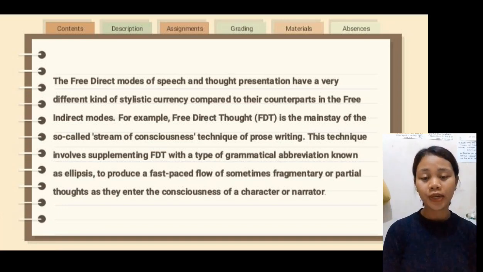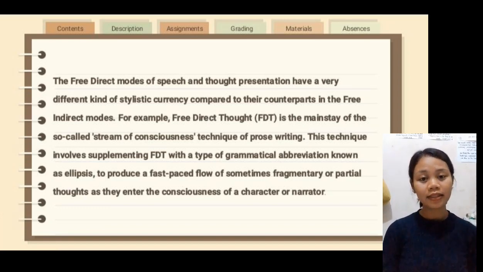For example, free direct thought or FDT is the mainstay of the so-called stream of consciousness technique of prose writing. This technique involves supplementing FDT with a type of grammatical abbreviation known as ellipsis to produce a fast-paced flow of sometimes fragmentary or partial thoughts as they enter the consciousness of a character or narrator.